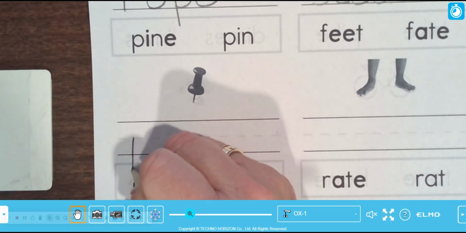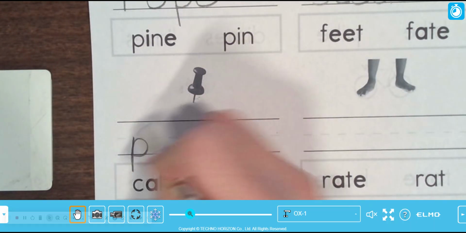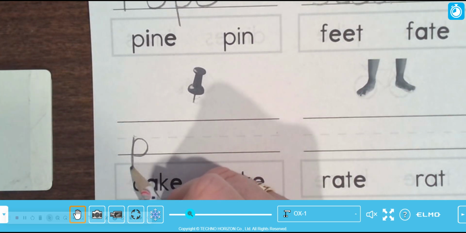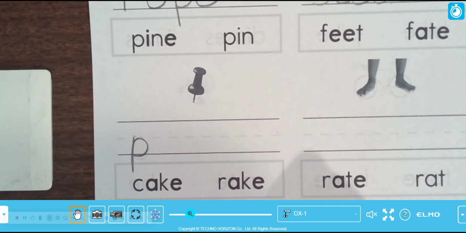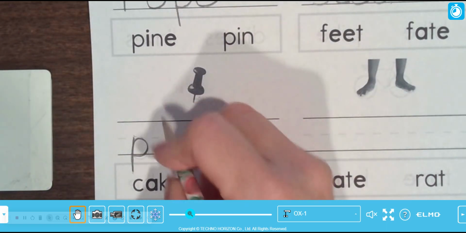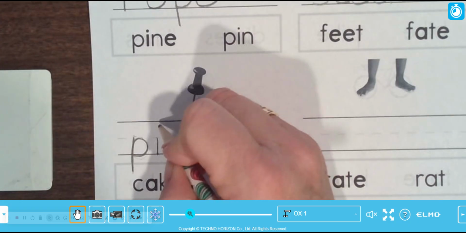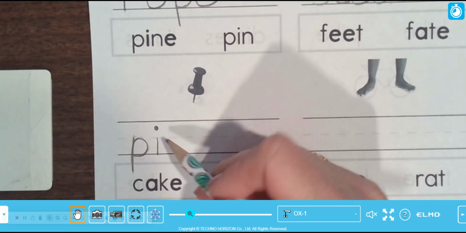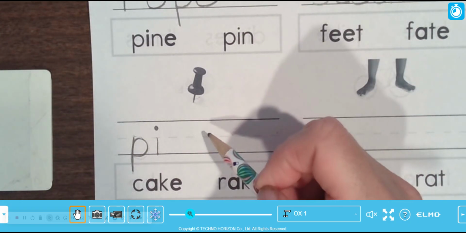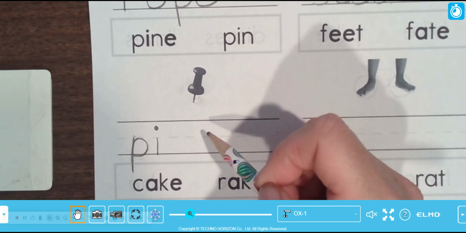P, go back up the stick, turn. So go down, back up the stick, turn on the dash line. Okay, then the I starts at the dash line, goes down to the bottom and stop, and then go make the dot above it. Make sure the dot doesn't touch the stick. The dot should not touch the stick.